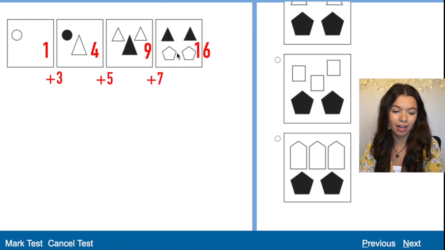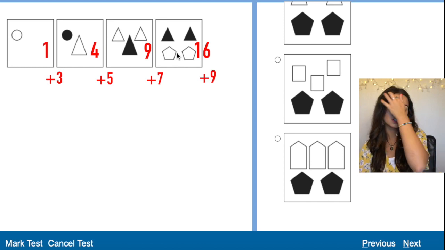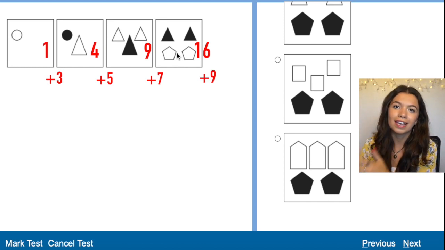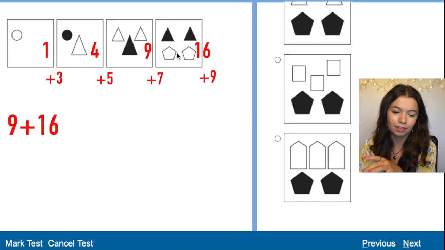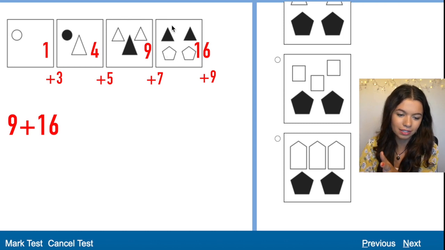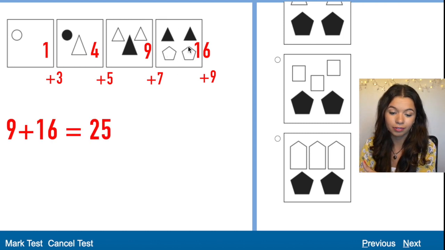So the number of sides increases by 2. So basically the next odd number along after 7 is 9. So you want the total number of sides in the box to be 9 plus 16, which in this case is 25. So here you've got 10 plus 5 plus 5 plus 5 is 25. So we're going to go with option 4.